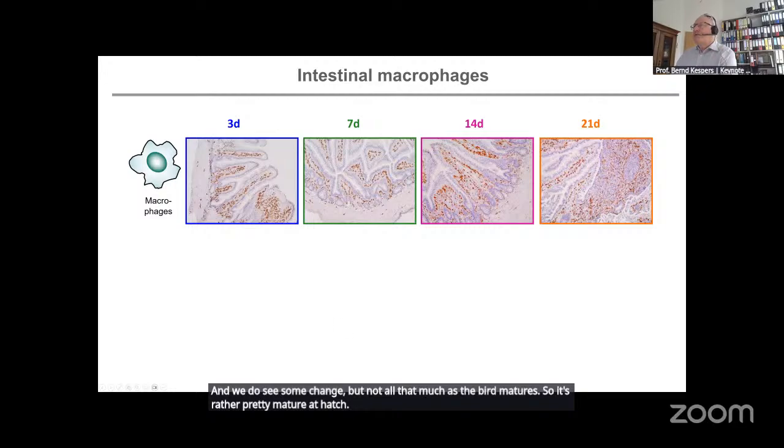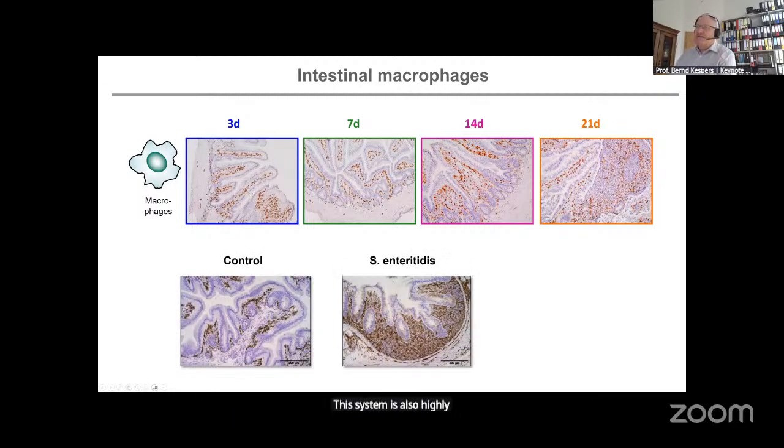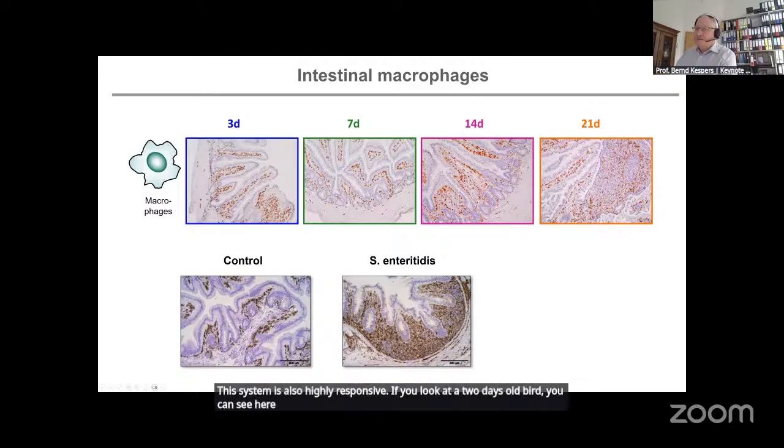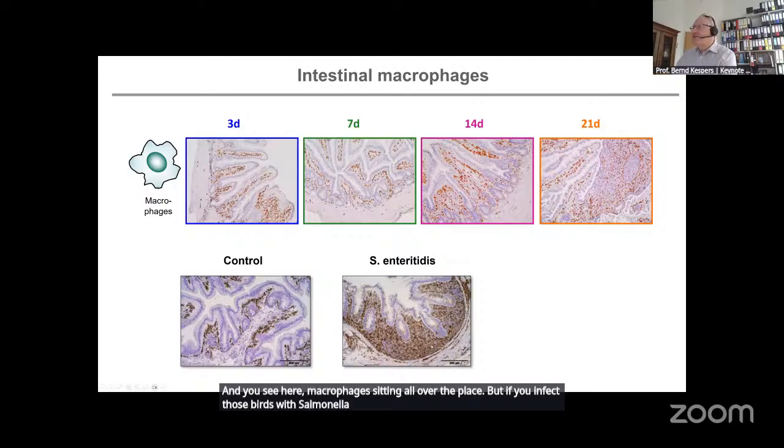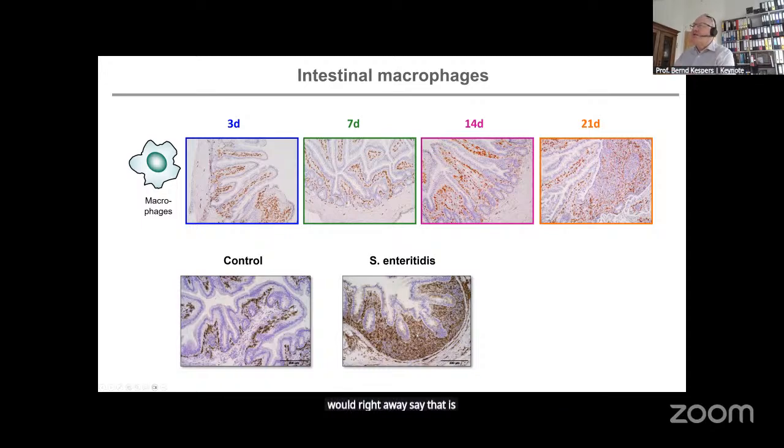But this system is also highly responsive. If you look at a 2 days old bird, and this is a cross section of the cecum, you see macrophages sitting all over the place. But if you infect those birds with Salmonella enteritidis, you can see this huge influx of macrophages into the tissue. And a pathologist would right away say that is inflammation. There's a strong inflammation going on, and that's correct.